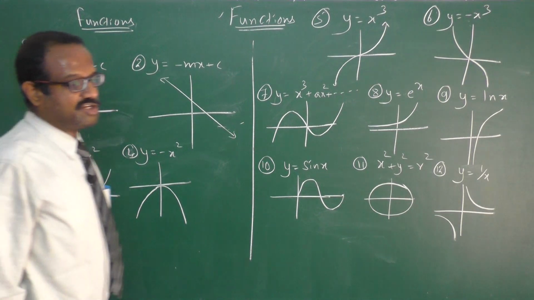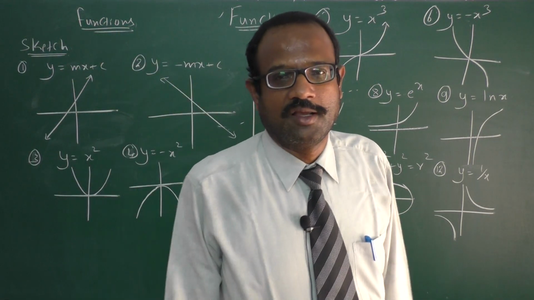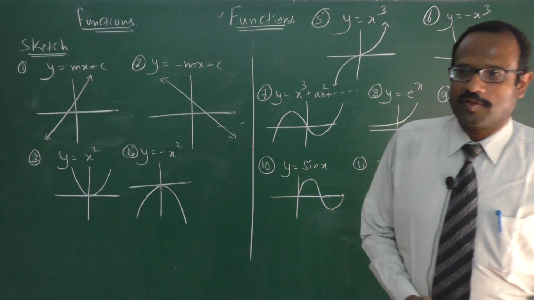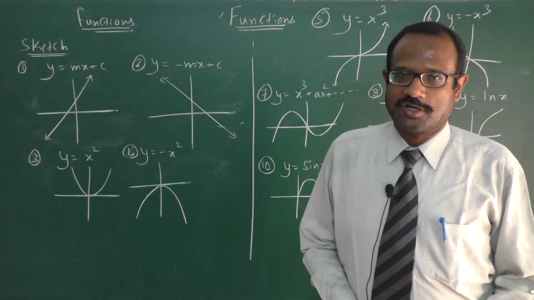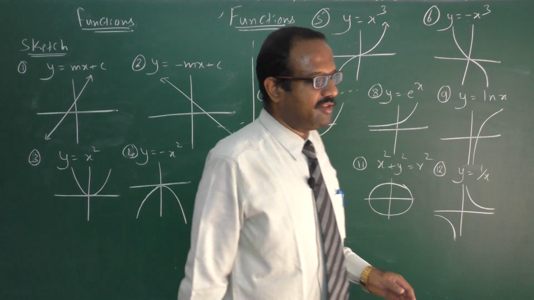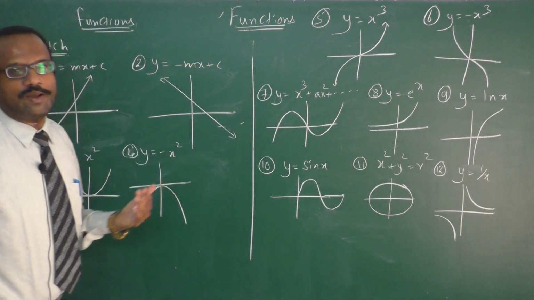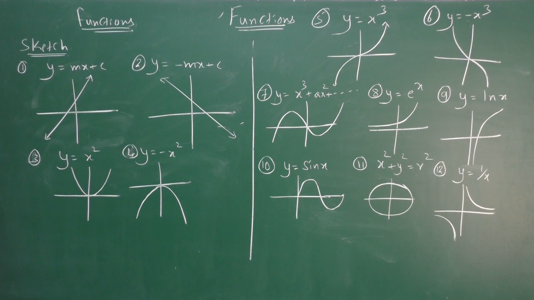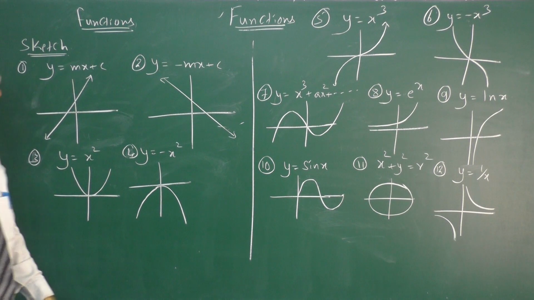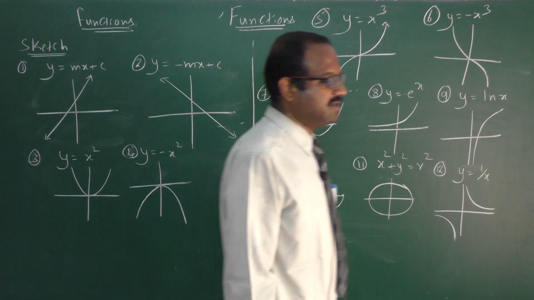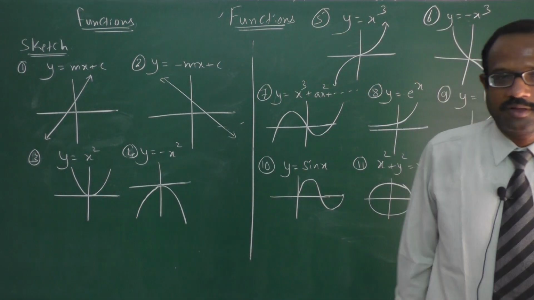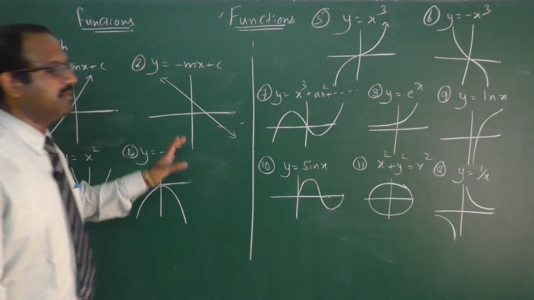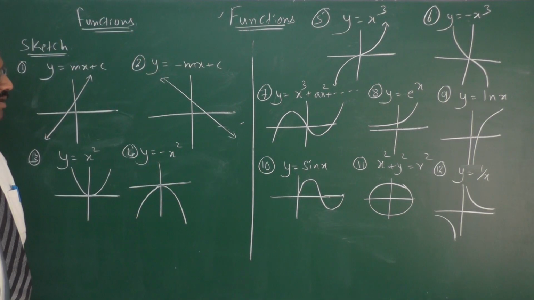So what are the two conditions that we had discussed? The two conditions were, for a relation to be called a function, every element in the domain has to be mapped. That means the x values have to be mapped, and there should not be any repeated mapping. If there is any repeated mapping, then it's not a function. So here we have got different types of sketches.